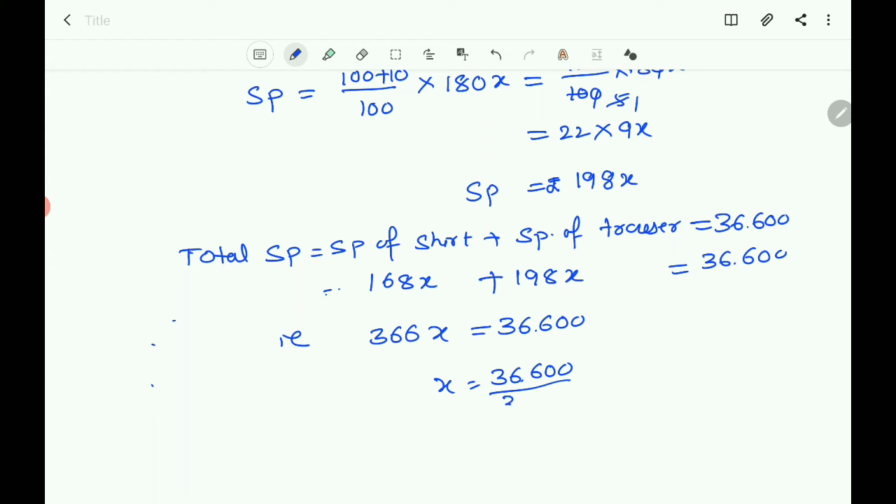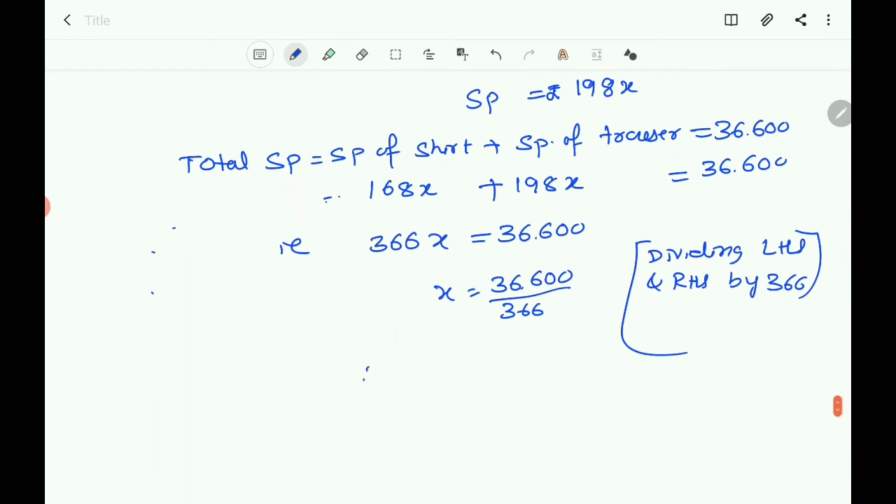So x is equal to 36,600 by 366. What have we done here? Dividing LHS and RHS by 366. Therefore x is 366 ones are 366, 100. So x is equal to 100.